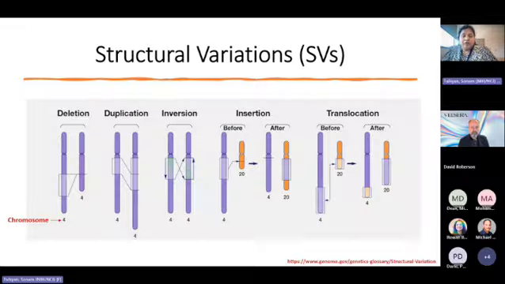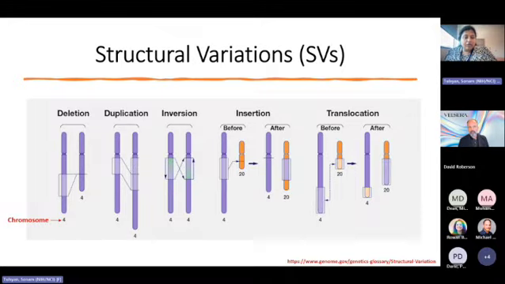Coming on to structural variants, these are large-scale genomic alterations that involve segments of DNA, which are typically at least 50 base pairs in length. They encompass a diverse range of genetic changes like deletion, duplication, inversion, insertion, and translocation. Deletion is when you lose a part of the chromosome. Duplication is when a part of the chromosome gets duplicated. Inversion is when there's a change in the orientation. Insertion is when a region of the chromosome gets inserted into another chromosome.